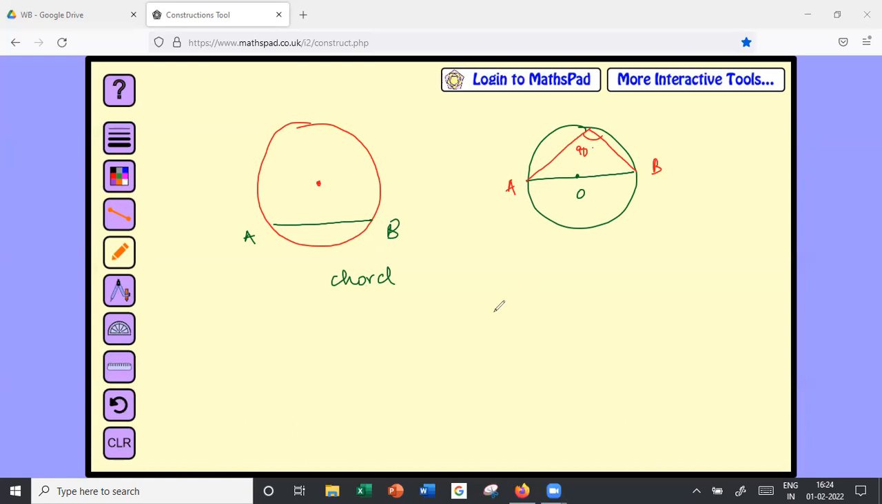So the main thing you need to know is, first, this is the chord. Second, the angle in a semicircle is always 90 degrees. Third, if I draw a perpendicular from the center to a chord, this line joining the center to the chord is 90 degrees and it will bisect the chord. Something like this is used when you are drawing.